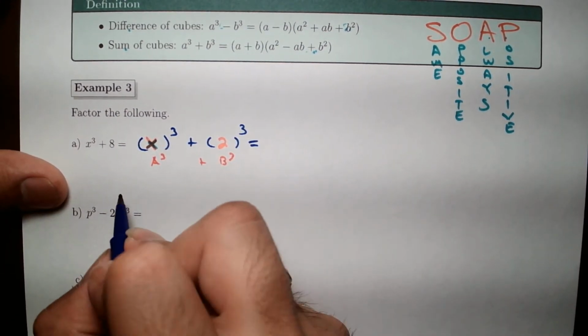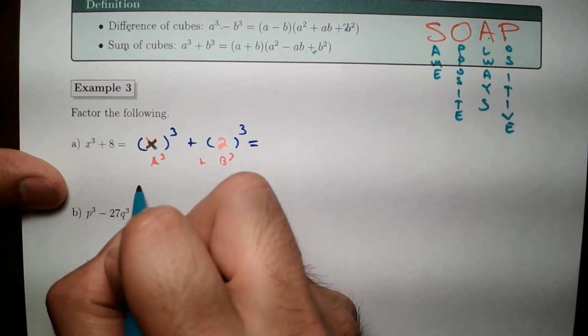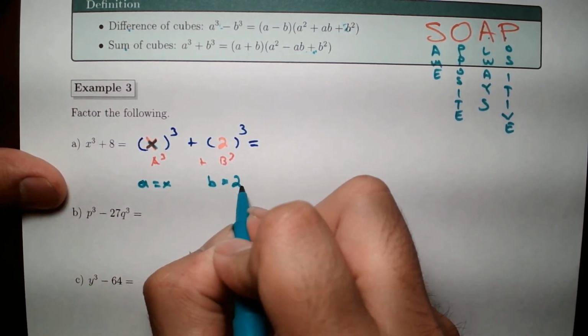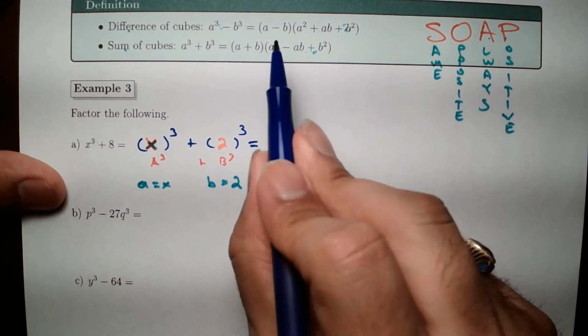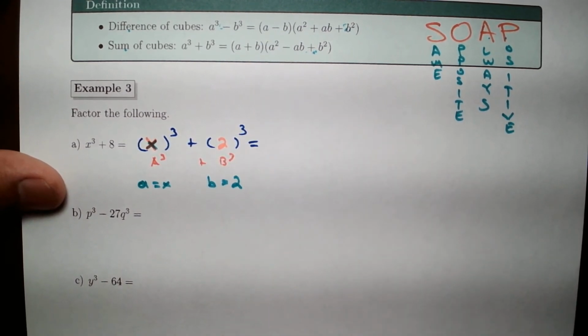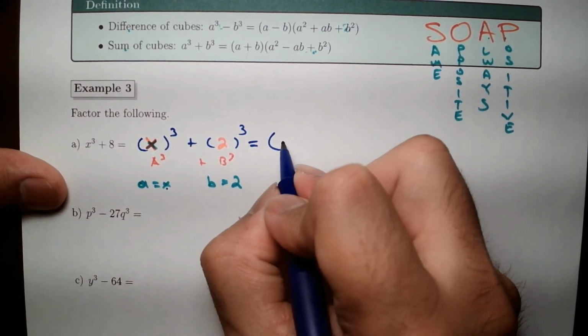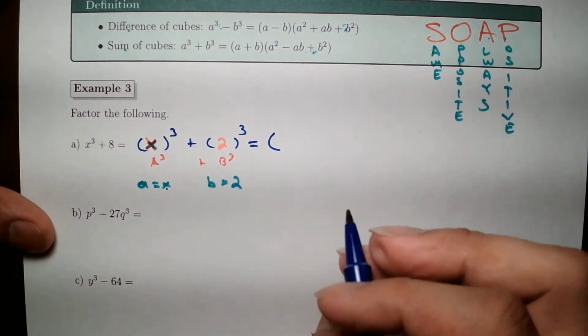So a essentially is x and b is 2. All right? So a minus b. What's a minus b? Well, that's going to be 2x minus 2. Well, actually plus 2 because it's a sum.